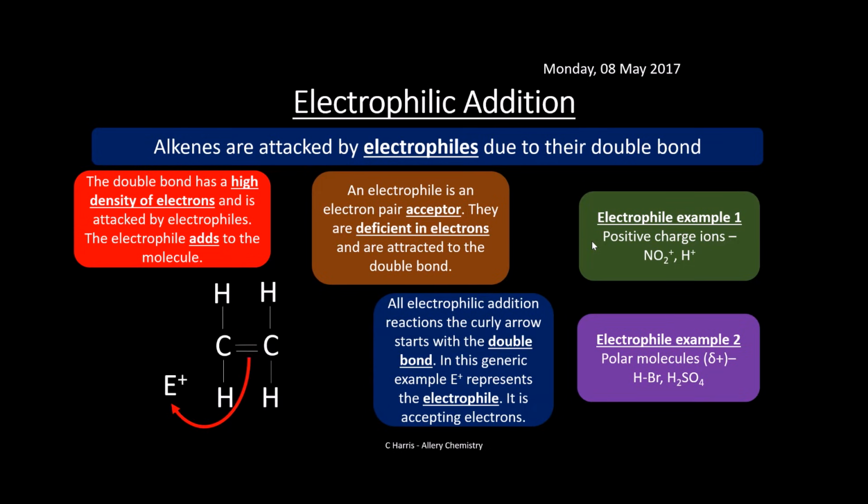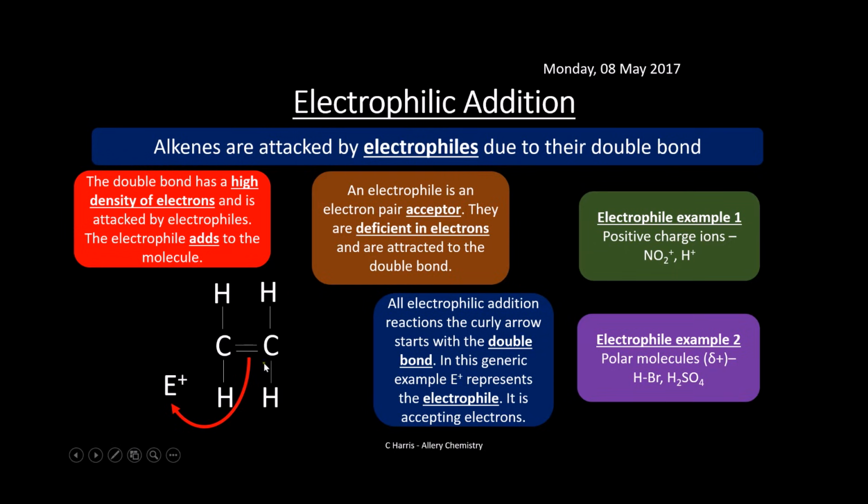So for all electrophilic addition reactions, we use the curly arrow to show mechanisms. It always starts from the double bond. It's very tempting to draw it the other way around, but it must start from the double bond because that's where the electrons are. The curly arrows always show where the electrons are going from and where they're going to.